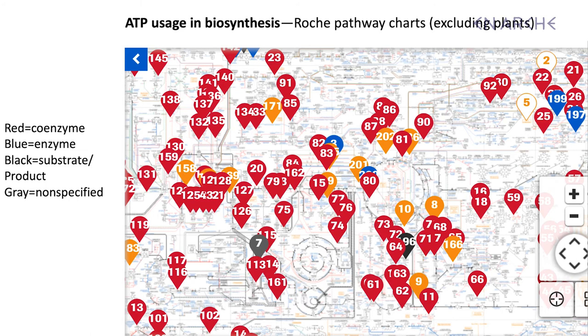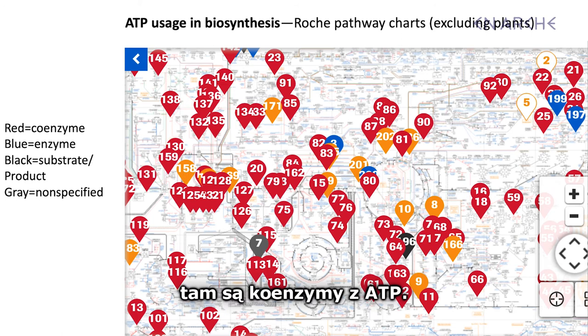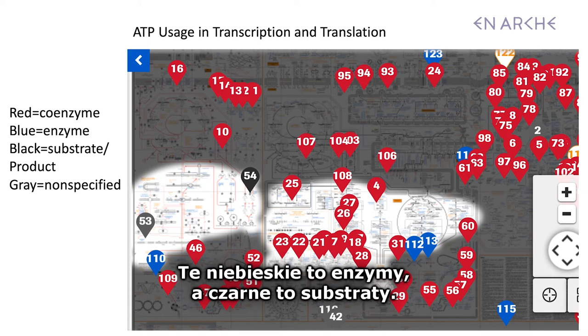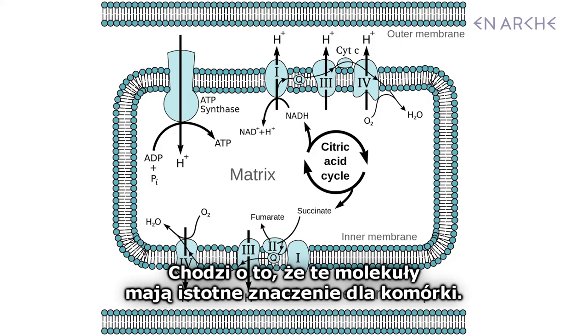Here's ATP. Everywhere you see those little red whatevers, those are coenzymes with ATP. In blue, they're enzymes. In black, they're substrates. This is where they're involved in transcription and translation, where the white is. So the point is, these molecules are really significant for the cell.